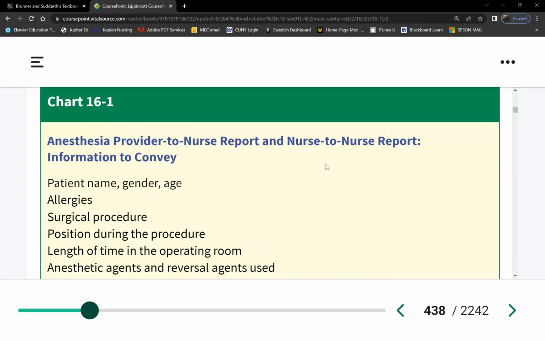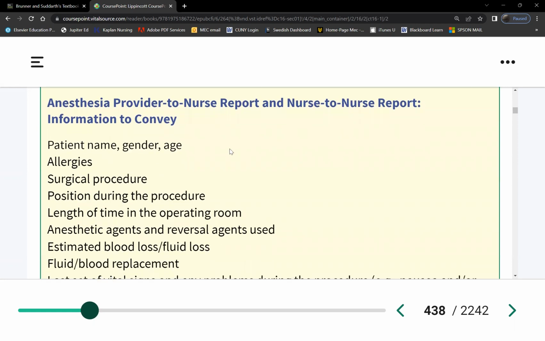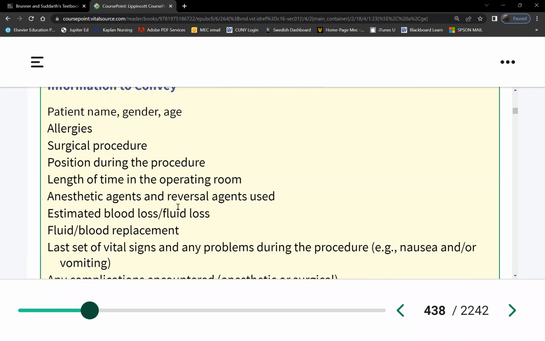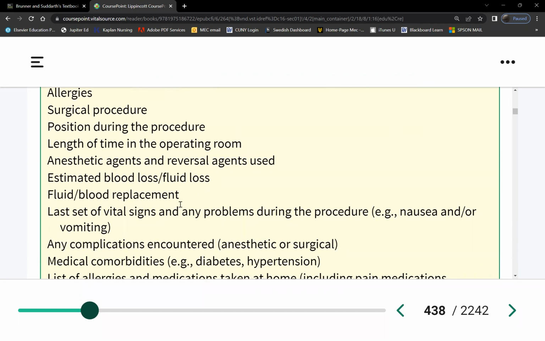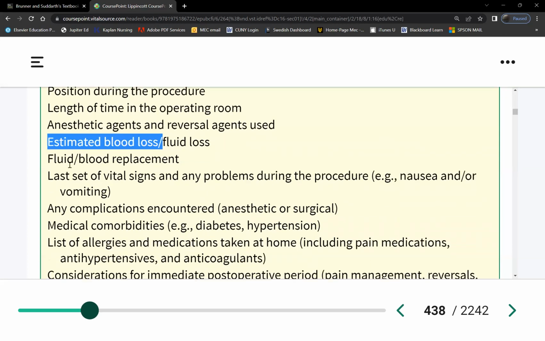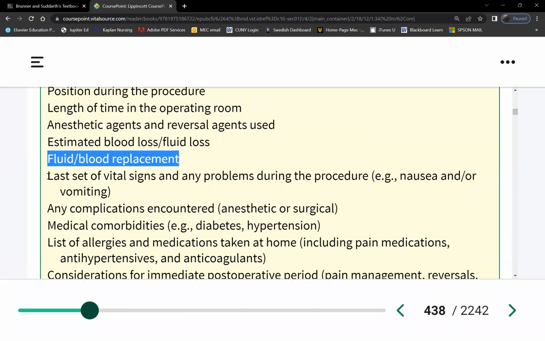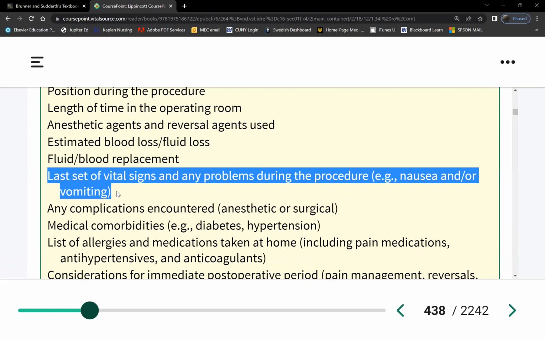First will be the report. So there's two possibilities here. You're the one giving the report if you're the PACU nurse, or in most instances, you will be the one receiving the report from the PACU nurse. So standard data: name, who is this, how old, what was done, and then the rest would be how long the procedure was, what drugs were received, estimated blood loss, what fluids were given, anything wrong with the vital signs. This will also include the lab work, last blood that was drawn.